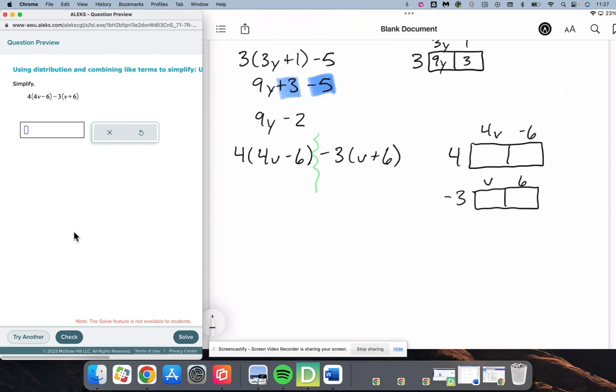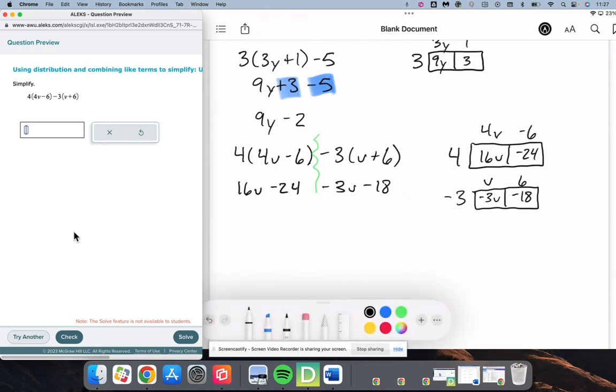We'll treat them separate. This is going to be 16v. That's a negative 24. This is a negative 3v and a negative 18. So we'll replace those parts on the left with what we just created. This is going to be 16v minus 24. And then we have a minus 3v minus 18.